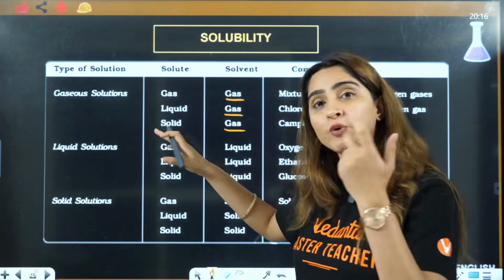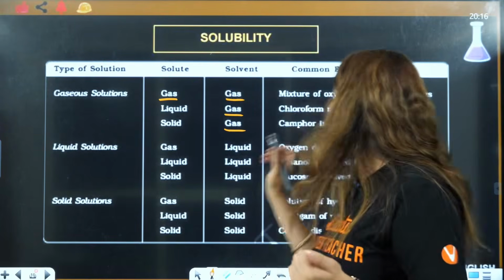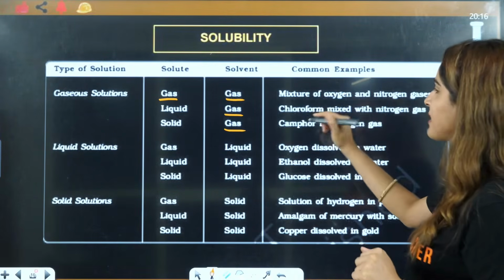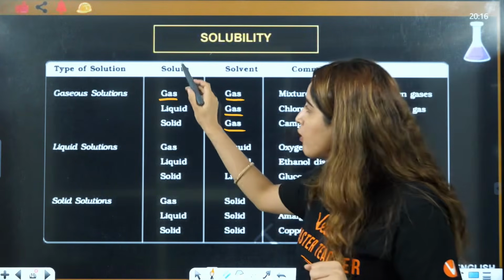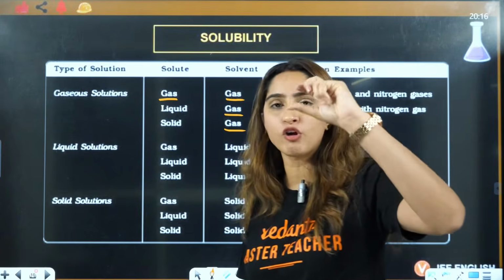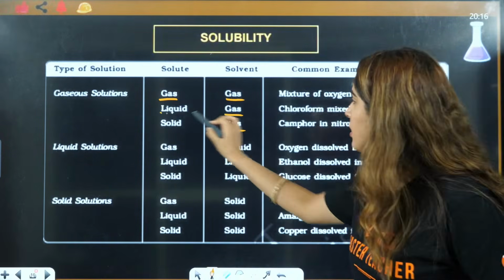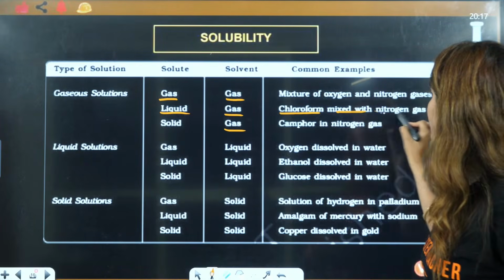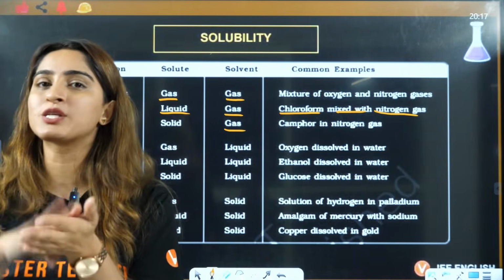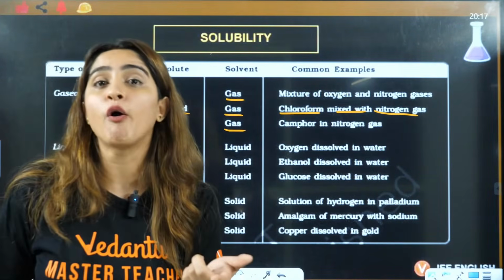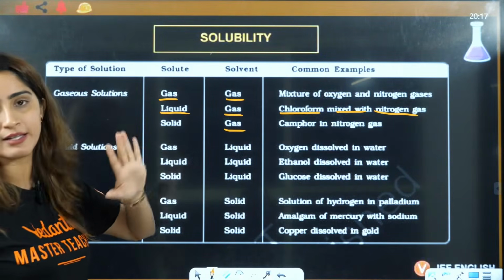So when you have gas as the solvent, that is in more quantity, right? But the solute is changing. If you have gas as solute and gas as solvent, common examples are a mixture of oxygen and nitrogen gas. But if the solute is liquid, that means a little amount of liquid you add into a gas, for example chloroform mixed with nitrogen gas. Chloroform is a liquid, mixed with nitrogen gas, forming a solution where the solute is liquid and the solvent is gas.